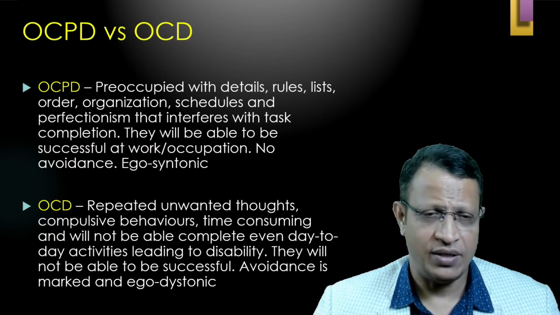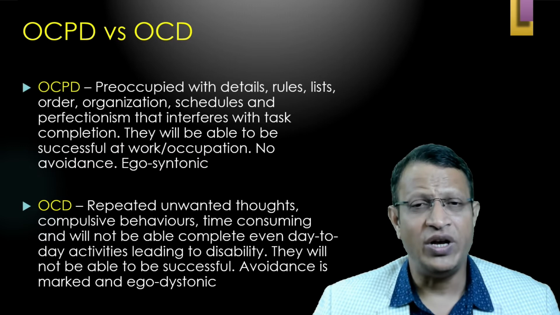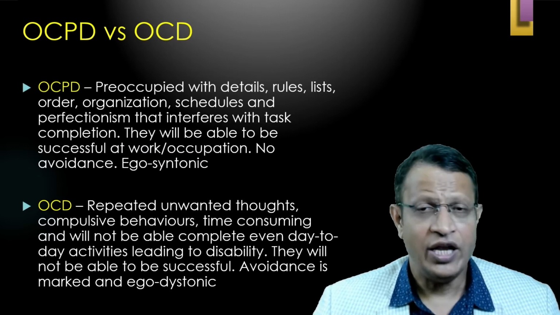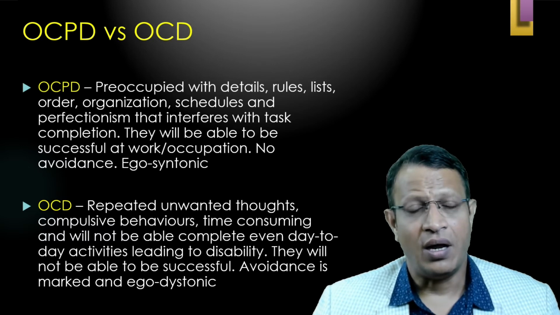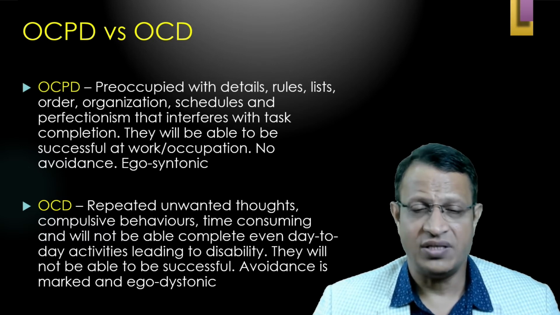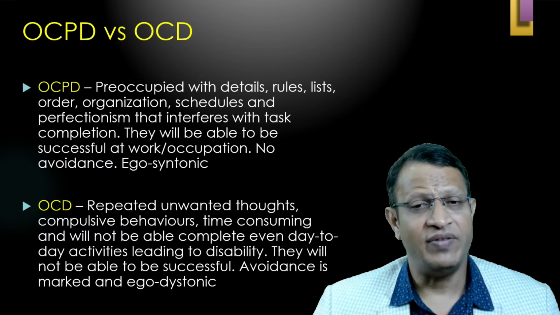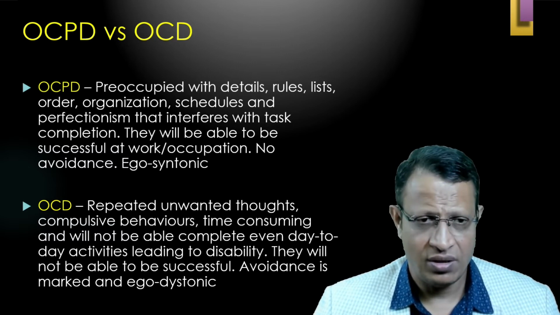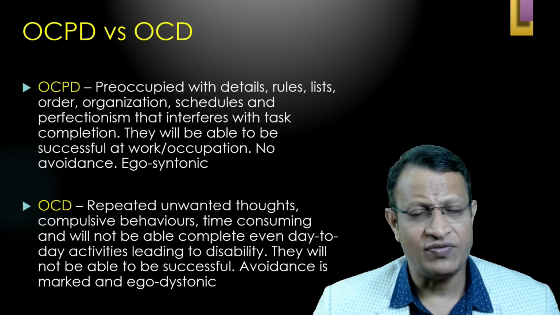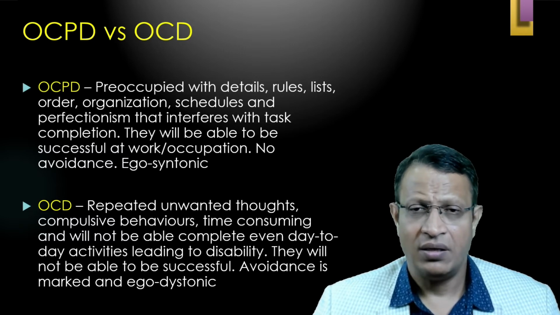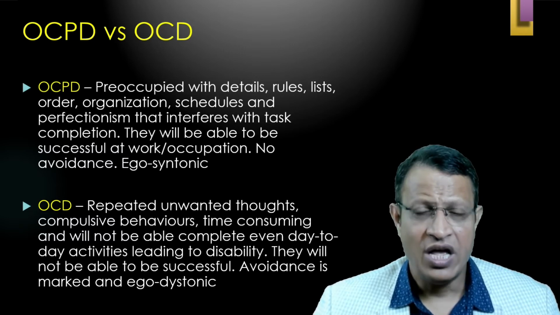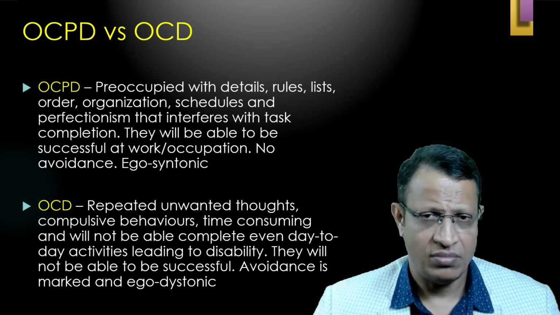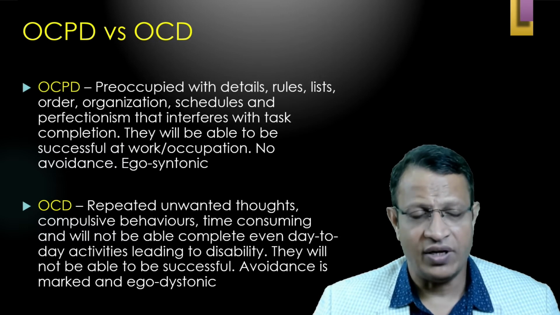Let's look into the management. In the management, one needs to differentiate between OCD and OCPD. In OCPD, the onset is from adolescence. They are preoccupied with the details, rules, lists, order, organization, and schedules. They invariably will be successful in their work, but they will not be able to enjoy the work. They will be focused on their lists, details, perfectionism. They do not avoid the work.